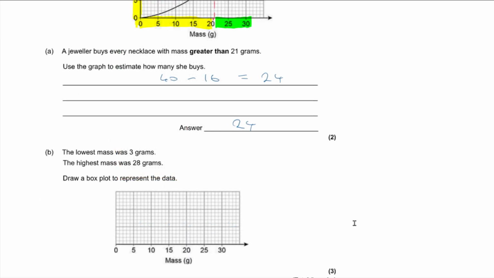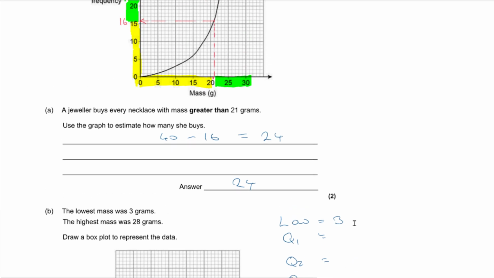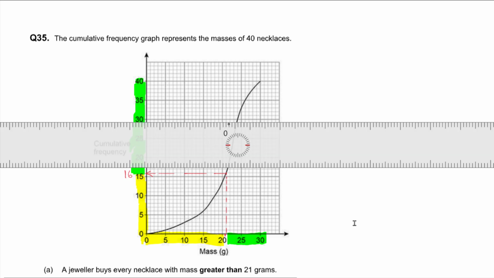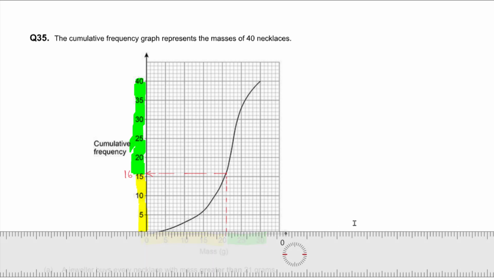Now part B says the lowest mass was 3 grams, the highest mass was 28 grams. Draw a box plot to represent the data. Okay, now for a box plot we need 5 values. We need the lowest value, which we've got, which is 3. We need Q1, we need Q2, we need Q3, and we need the highest value, which we know is 28. Now, we don't currently know Q1, Q2, and Q3, but we can easily read those off our graph. Okay, so coming back to the graph, we need to find the lower quartile, the median, and the upper quartile, Q1, Q2, Q3.